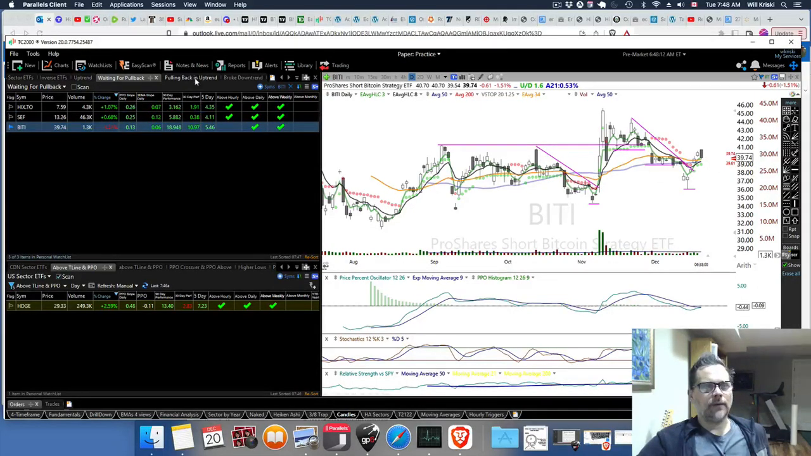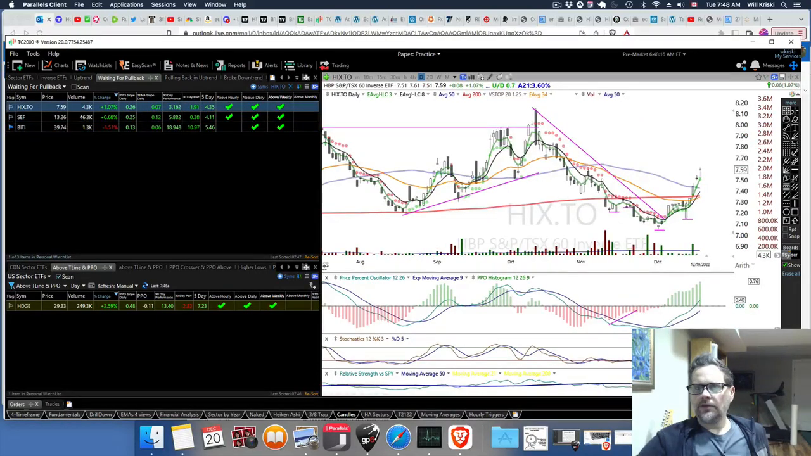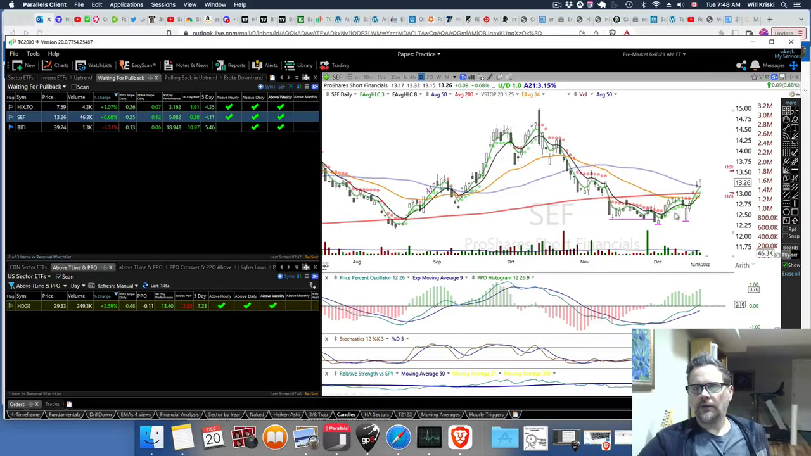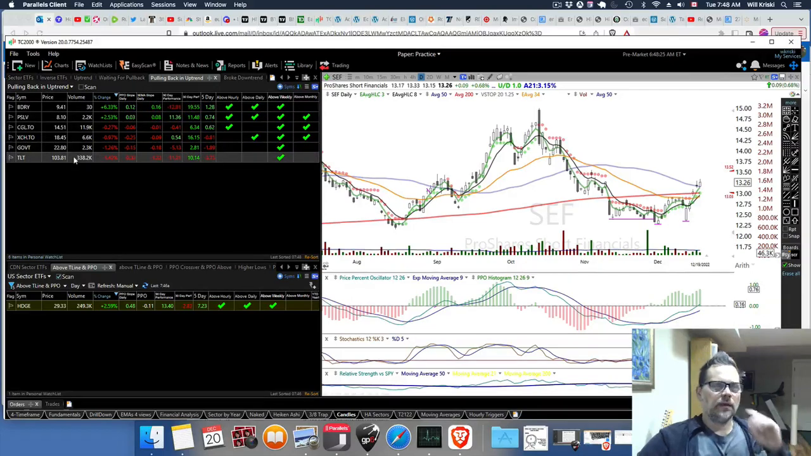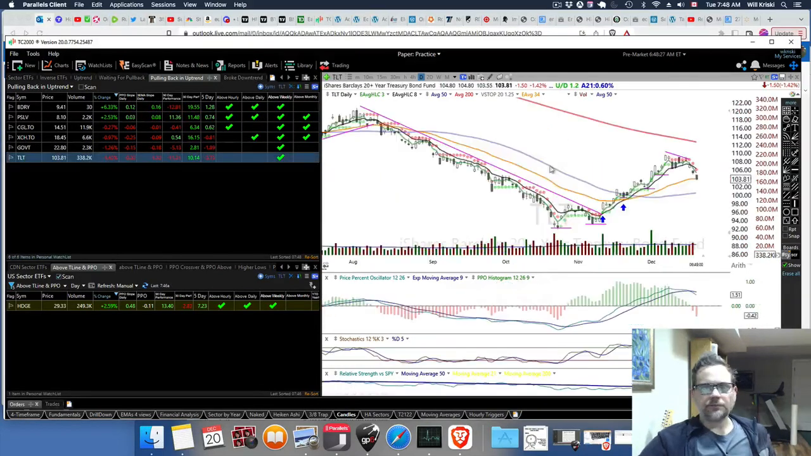I can move it into pulling back, so I'll show you that one. Well, before I do, I'll just see how this jumped up like this. I'm saying waiting for a pullback. So I look at these ones. I'm like, okay, it broke the downtrend, and I'm waiting. So then when it does, I move it to pulling back in an uptrend.